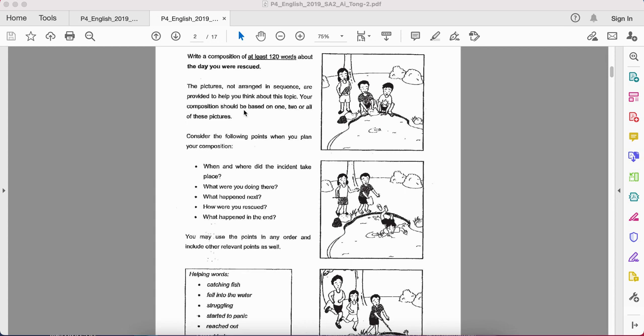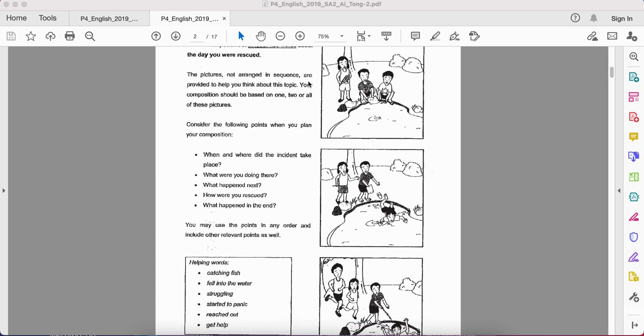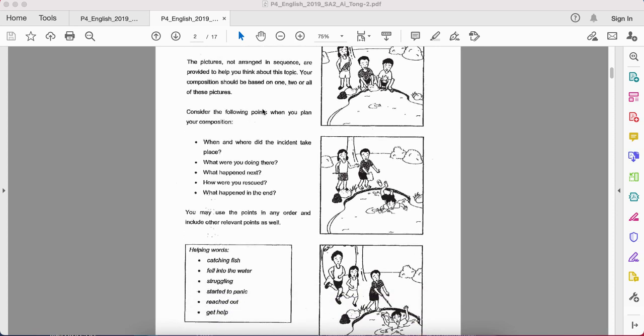Now, if you go on to the description, it says the pictures are not arranged in sequence and are provided to help you think about this topic. And your composition should be based on 1, 2, or all of these pictures, all right? So it's entirely up to you. Just remember, it's about you being rescued and 120 words.